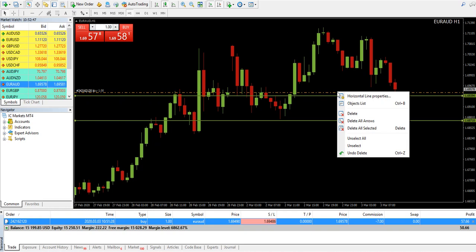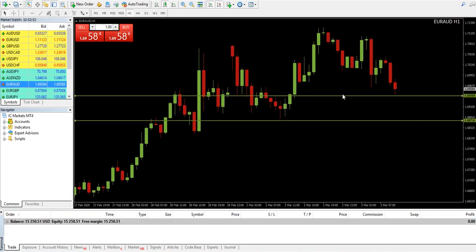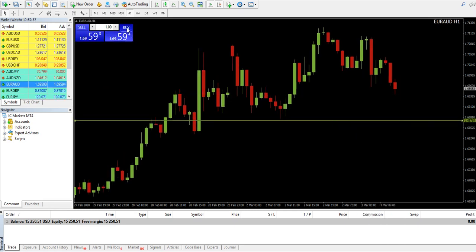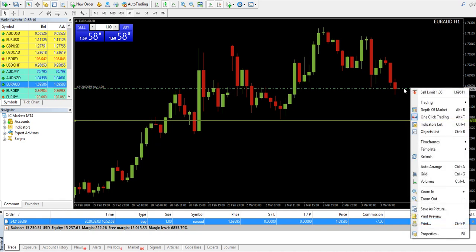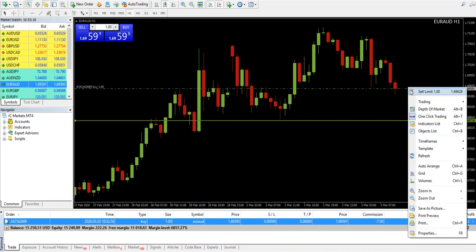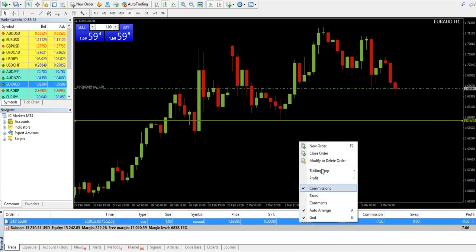Okay. I think I've done something crazy. Let me remove this line. So let's first buy. Let me remove this line, it's confusing me. I buy. So I have bought Euro AUD at that price. And my stop loss will be down here, meaning I don't want to lose beyond this level. So I will then double click on that line. That's one option of doing it. Or down here, and choose modify or delete.